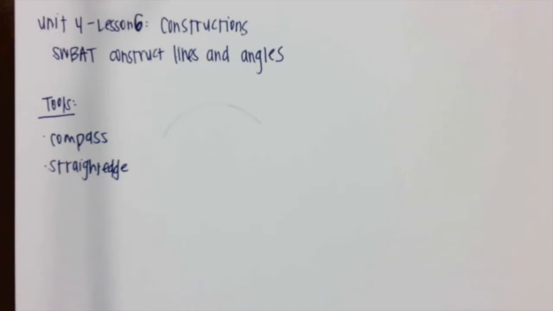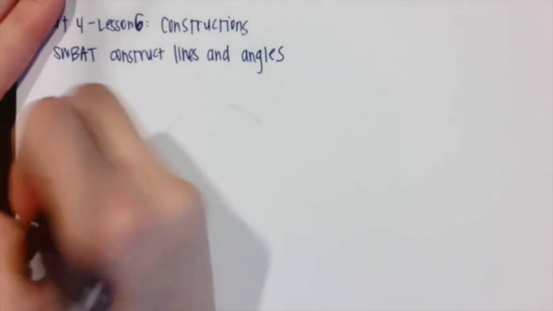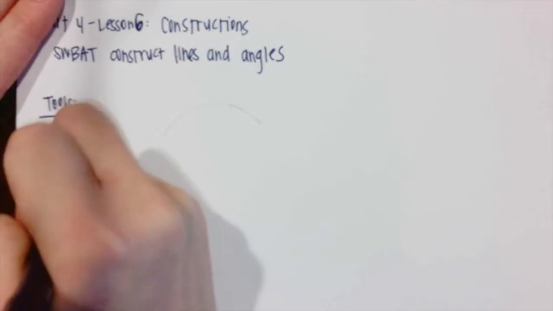Okay? So you all should have a half sheet of paper. On one side of your half sheet, it should say copying a segment using a compass. On the other side of your half sheet, it says copying an angle using a compass. So let's start out with copying a segment using a compass.